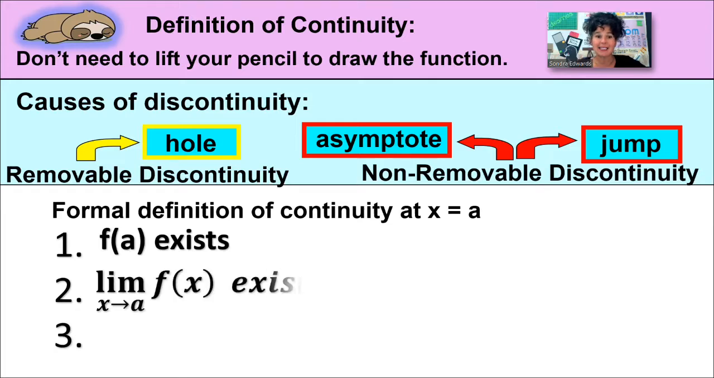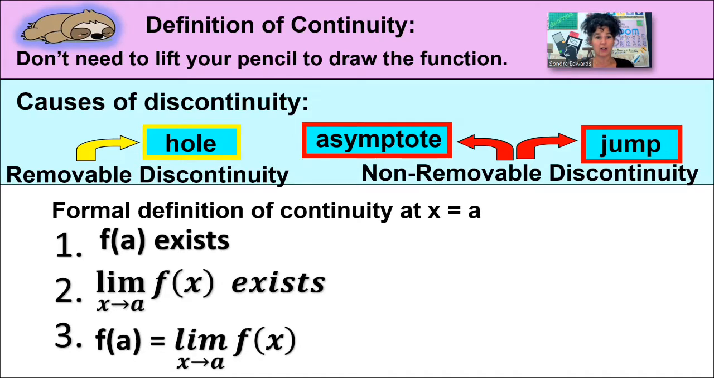Part two is the limit as x approaches a of f of x exists. So the intended height coming in from the left and right have to go to the same answer. And then the third one is that part one and part two are equal to one another. So f of a is going to equal the limit as x approaches a of f of x. A kind of simplistic way of looking at that is f of a is the actual height of the function at that x value a. And the limit as x approaches a of f of x is the intended height from both. So this is kind of saying the actual height is equal to the intended height from both directions.